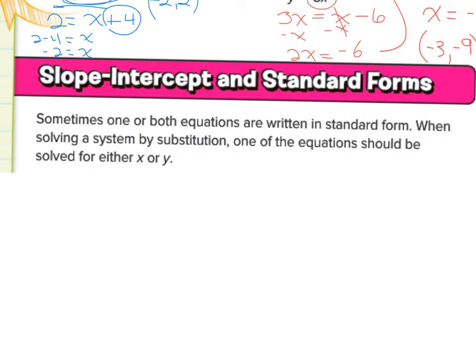Now we have another key point here that we have to pay attention to. We have slope intercept and standard forms, the two types that we have practiced already. Sometimes one or both equations are written in standard form. When solving a system by substitution, one of the equations should solve for either x or y.